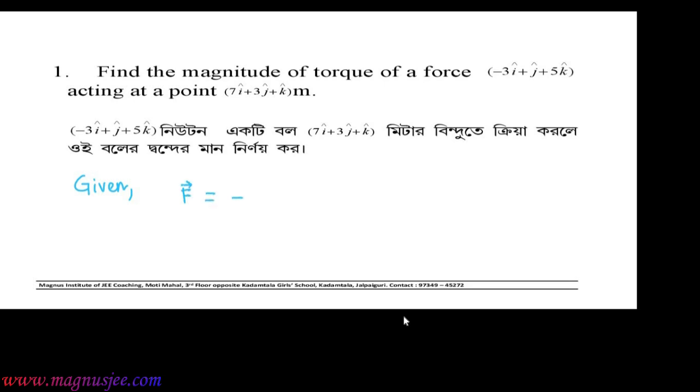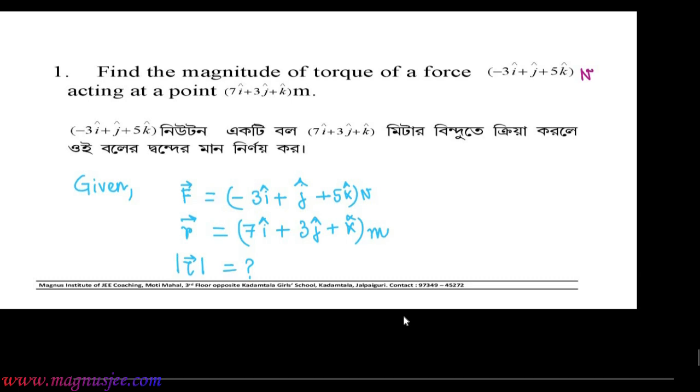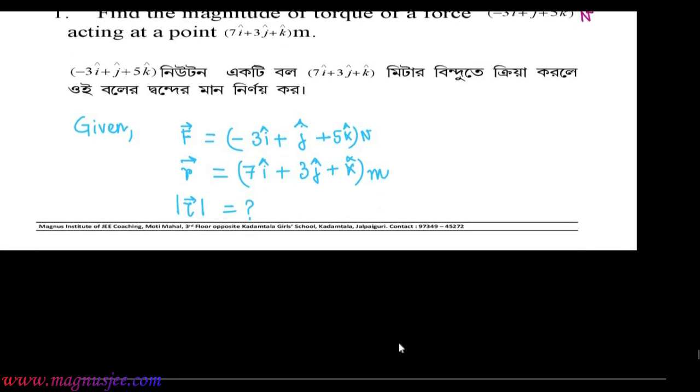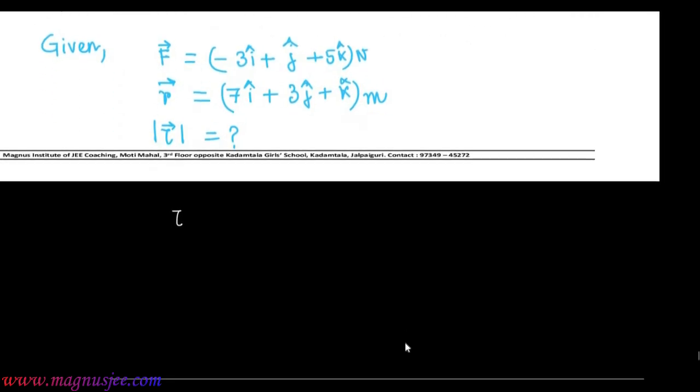According to numerical number 1, force vector F equals minus 3i cap plus j cap plus 5k cap Newton. This is the force vector, and the unit of the force should be Newton, and the perpendicular distance vector is 7i cap plus 3j cap plus k cap meter. Mod vector tau is equal to question mark. That is, we have to find the magnitude of torque acting on the body or on the particle.